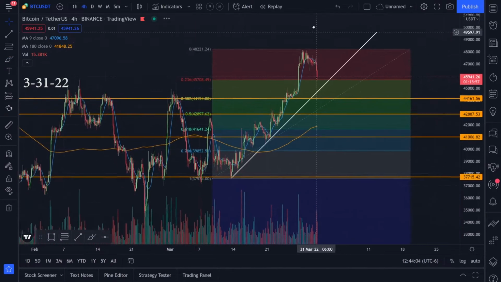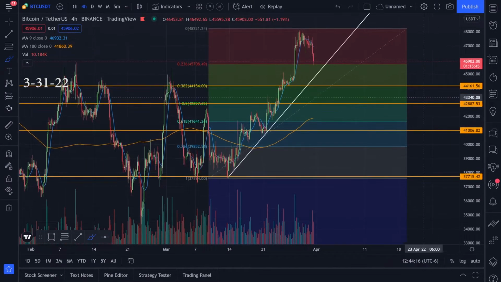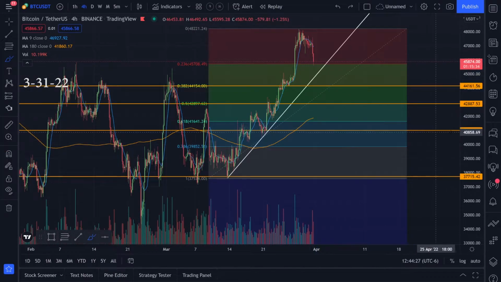I think the main things that I'm watching is this uptrend on the daily time frame, and then we got the Fibonacci retracement levels and these previous supports on the daily. So the 4-hour time frame Fibonacci retracement levels is 44.1K and 42.8K. On the daily time frame, if we start breaking it even more decisively, then maybe 41K or 37.7K.